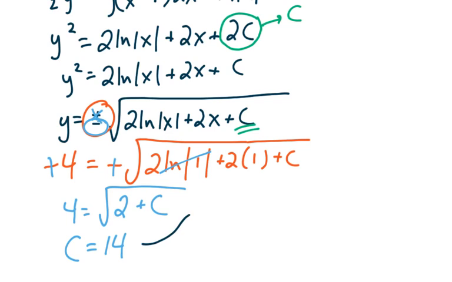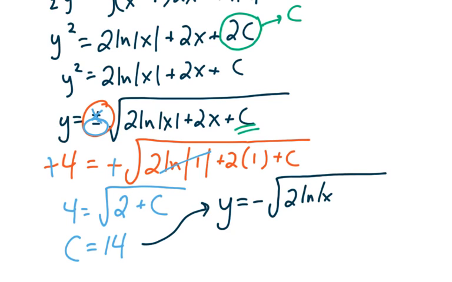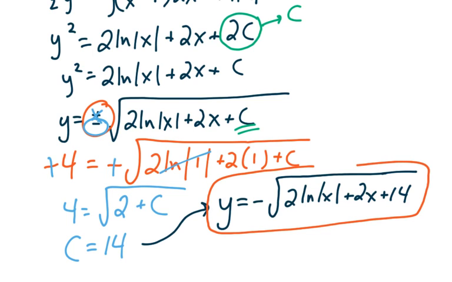Ready? Final answer, guys. Y equals, the solution to this differential equation is the negative square root of 2 ln absolute value of x plus 2x plus 14. And that's the final answer. Again, you can always prove this by taking the derivative of both sides, and you would go back all the way to the original, and it does work.